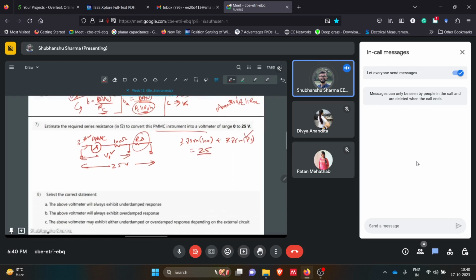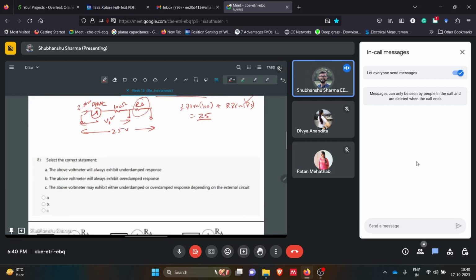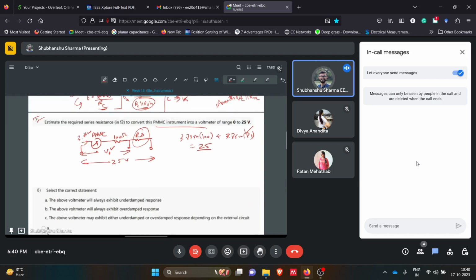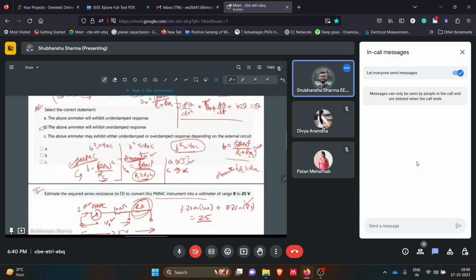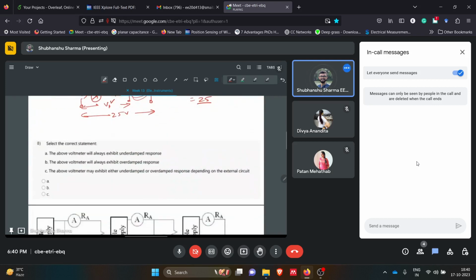But the next question was whether this will be underdamped or overdamped. For this, as I've told you, we have added one resistor in series, which will make this B value less than the critically damped condition. That means we will get an underdamped response in case of voltmeters. Okay, so this was the logic behind this.